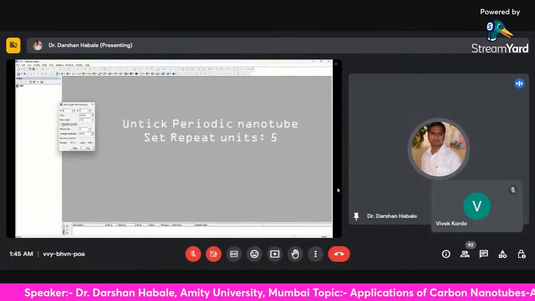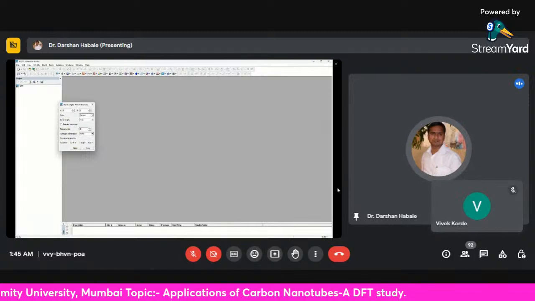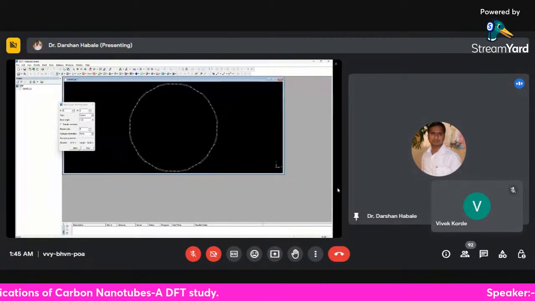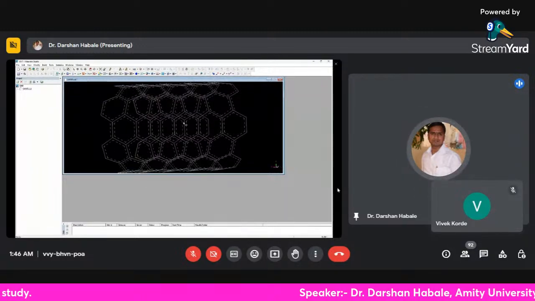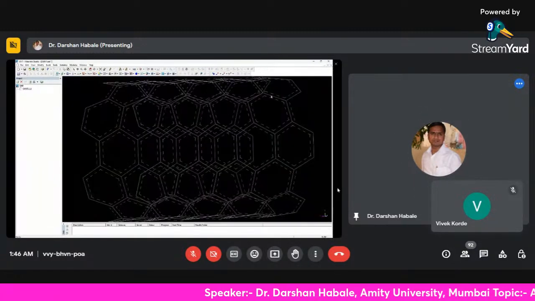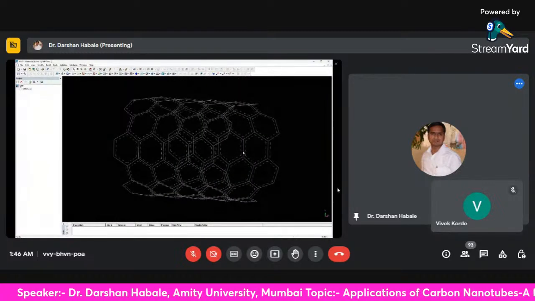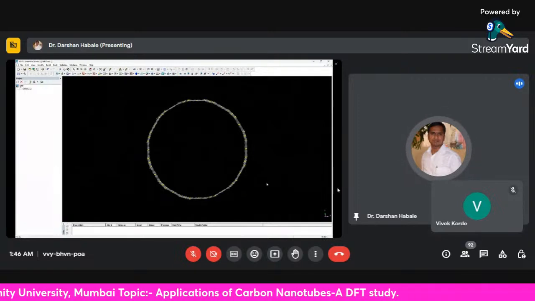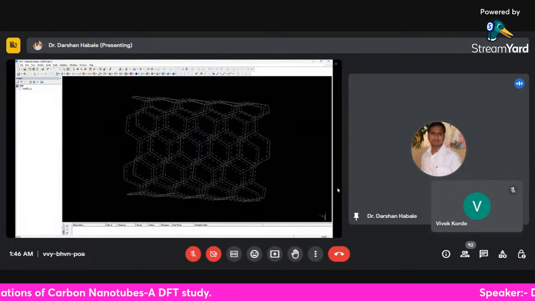Go to build nanostructure, and you can choose n and m values, 1, 2, 3, 4, 5, whatever the values. Here it is 6, 6. N is 6 and m is 6. So the nanotube is built. This is how it looks. Now you can see only lines, but you can change its view, like ball and stick and so on. That is also shown over there.